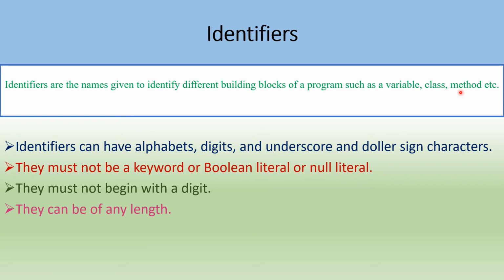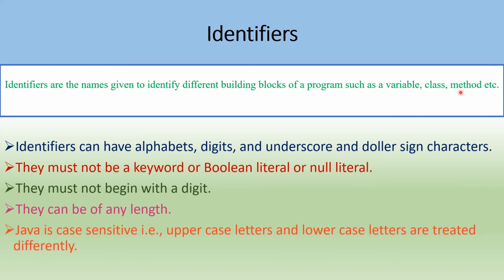Next rule is they can be of any length. That means identifiers can be of any length. There is no such restriction on the length of identifiers that you have to use at least 8 characters or it should include some special symbol. Nothing like that. That means your identifier name can be of a single character or it may include as many characters as you want. Next rule is Java is case sensitive.